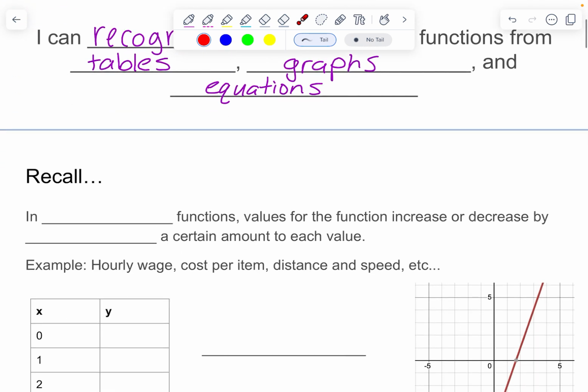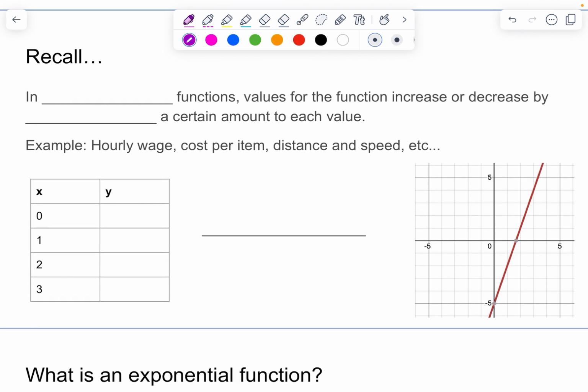So you already know about linear functions. We've learned about linear functions already. Linear functions are the ones that graph as a straight line, right? So when you look at function values on a linear function, you're going to notice that there's an addition or subtraction pattern in the values of that.